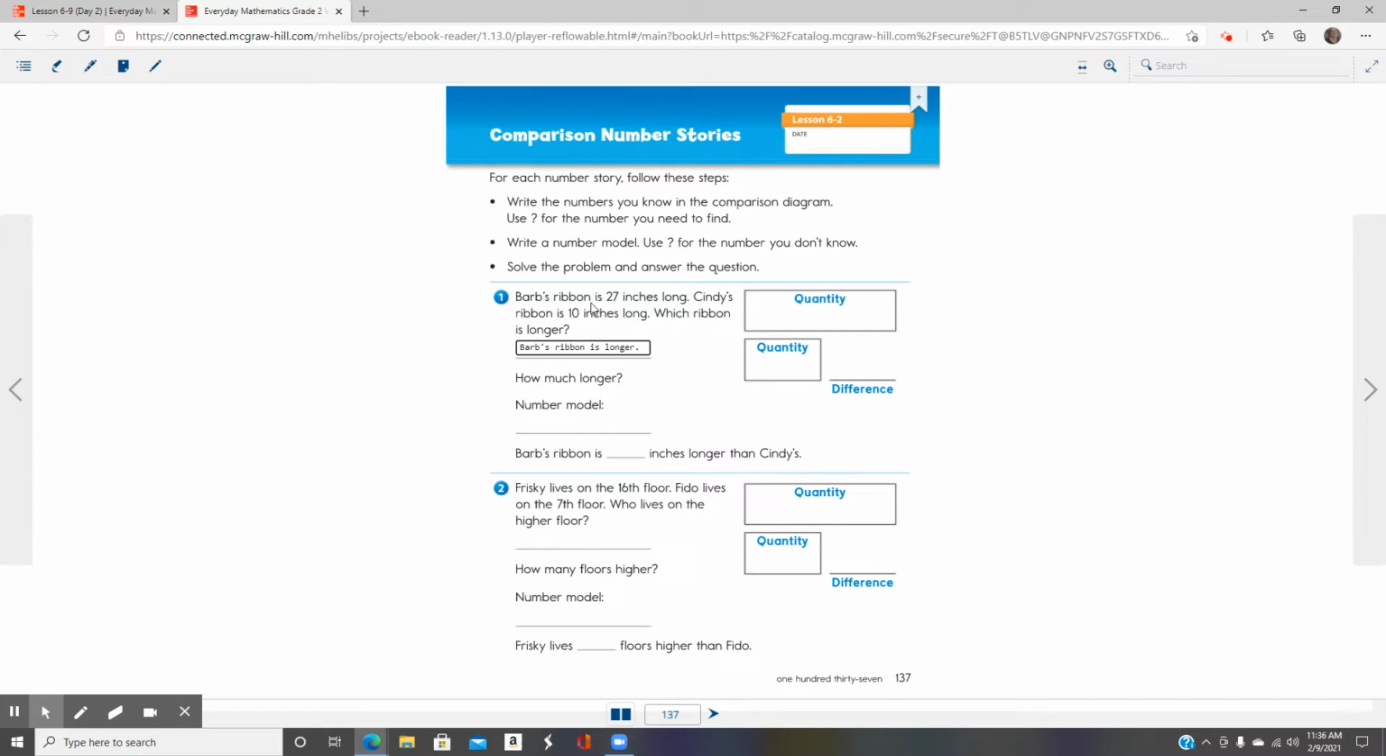So we have that Barb's ribbon is 27 inches long, and that would be a quantity. Quantity just means how much. So 27 inches shows how much, essentially, Barb's ribbon is. How much long is it? I know that's not a correct sentence, but you get what I mean. So one quantity would be 27.